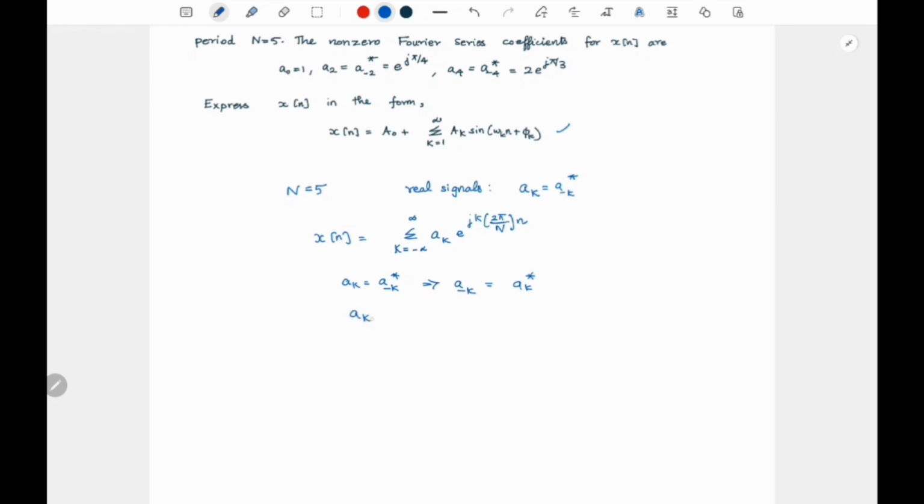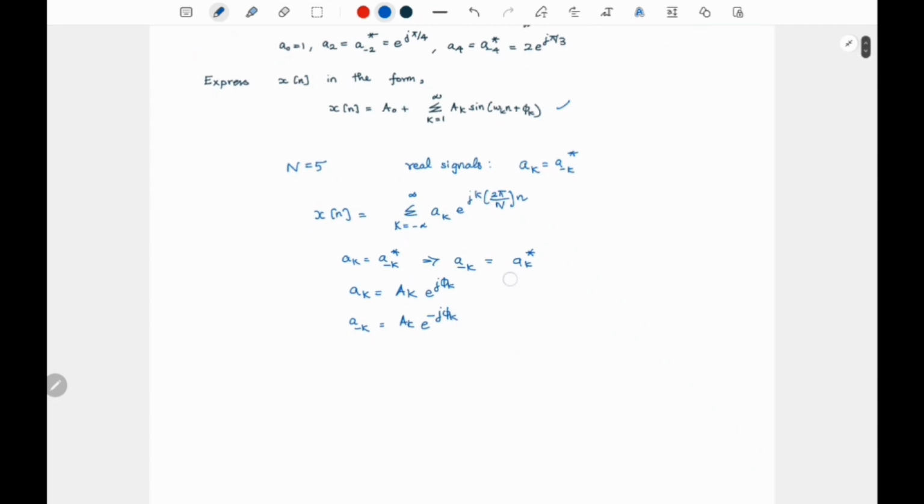So let me assume that my a_k is equal to |a_k| e^{j phi_k}. This is the magnitude and this is the phase of a_k, assuming that a_k is a complex number. So what will be my a_{-k}? The magnitude and phi_k are real, so it is |a_k| e^{minus j phi_k}. So this is what I'll get.